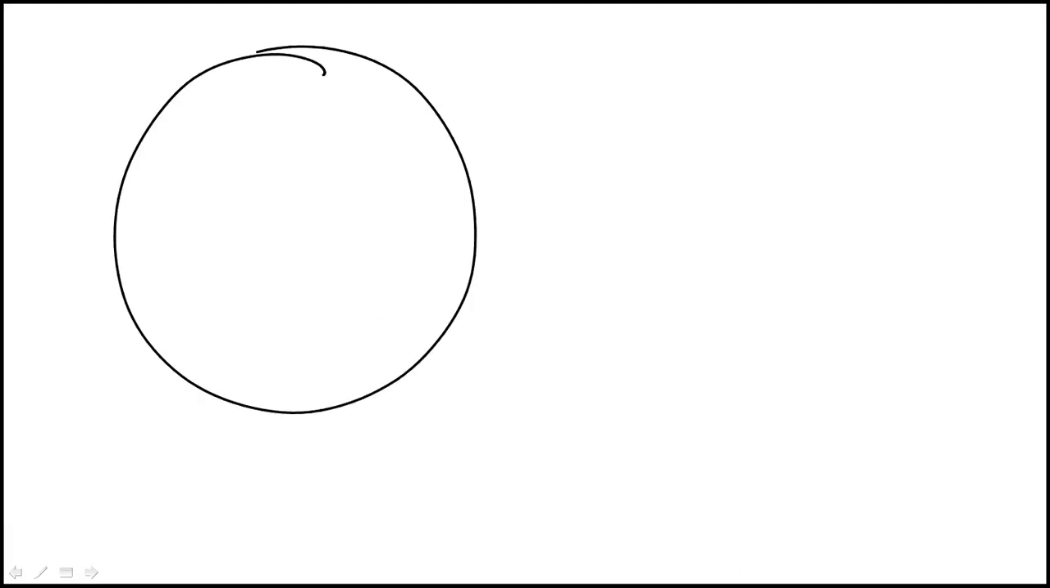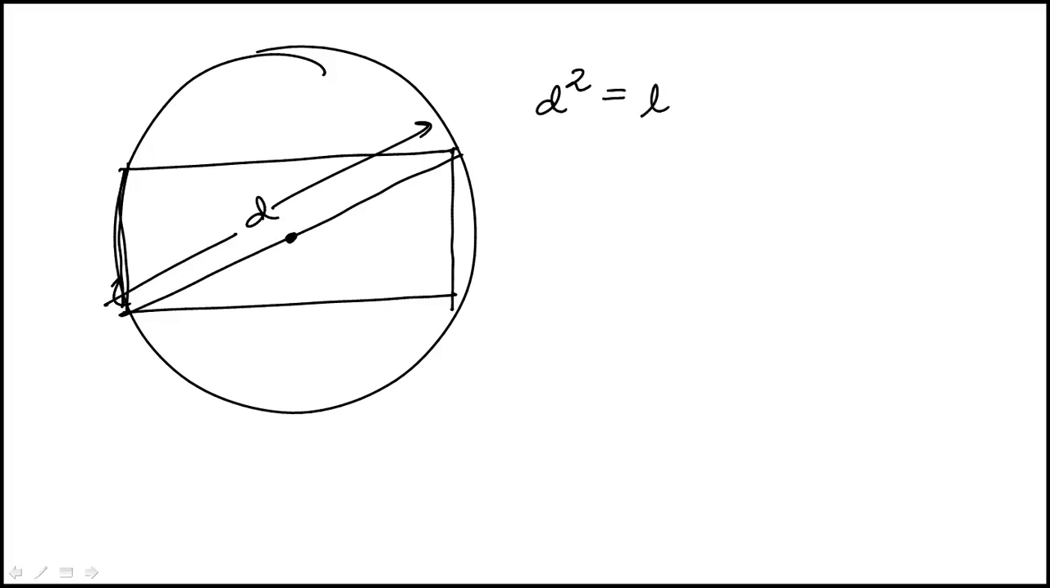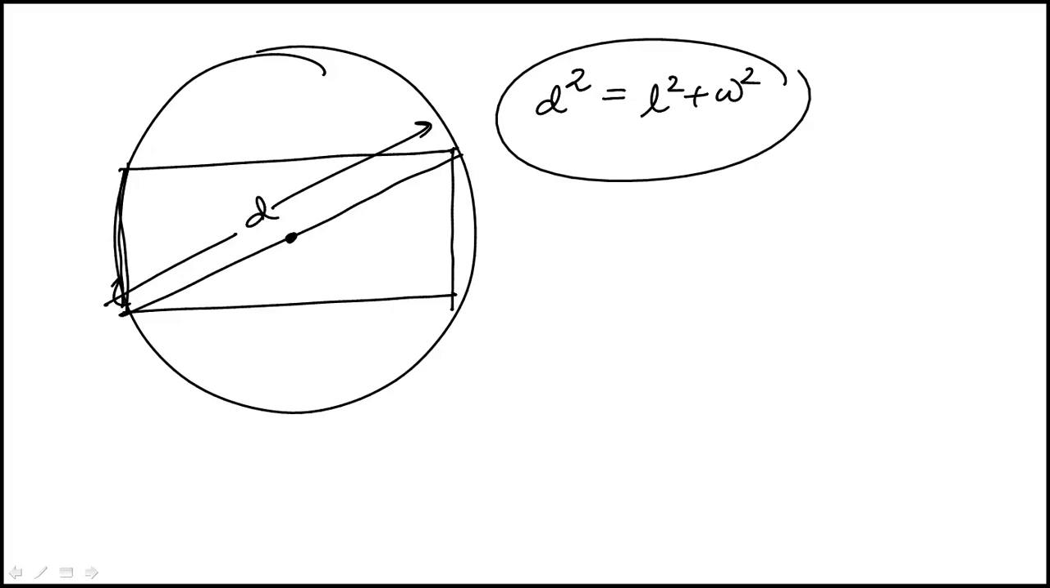And if it happens to be a rectangle, so something like that, then again it's the diagonal of the rectangle, which is the same as the diameter. So here D square, which is also the diameter, is L square plus W square. So you might see variations of that idea.